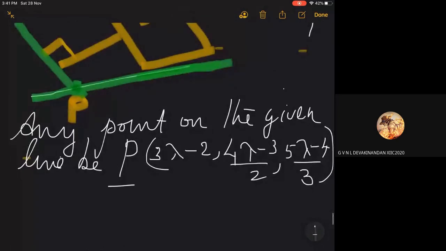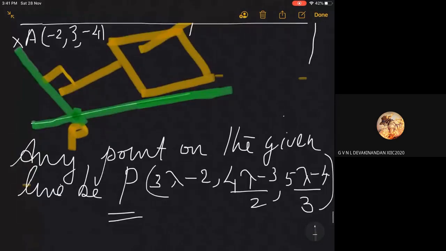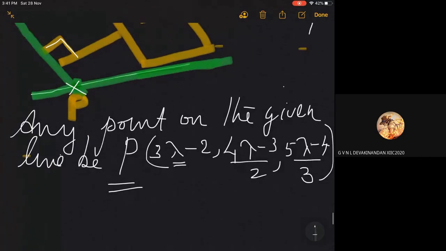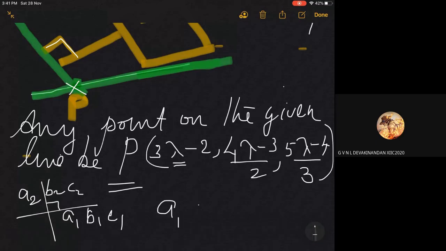Now this point P is the required point, but you have to apply another condition to get the value of lambda. For that you will apply the perpendicularity condition here. You have already learned that if two lines are perpendicular and the direction ratios are A1, B1, C1 and A2, B2, C2, then A1 A2 plus B1 B2 plus C1 C2 equals 0.